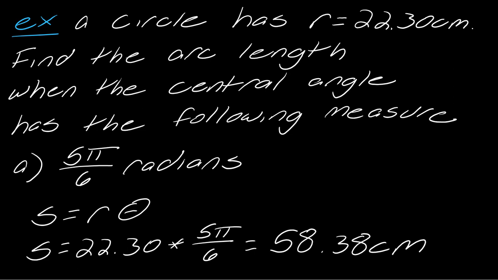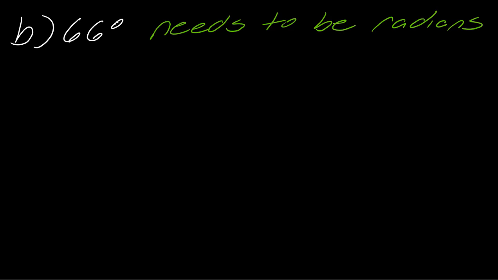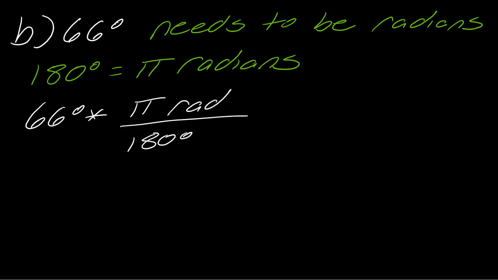Now, what if you have, say, degrees? If you have degrees, then you have to convert this back to radians. The thing I want you to remember is that 180 degrees is equal to pi radians. I talked about this in another video. We're going to use this to set up our conversion. I'm going to take 66 degrees and multiply by pi radians over 180 degrees, and this way my degrees will cancel out. We've talked about this and we've been practicing this.